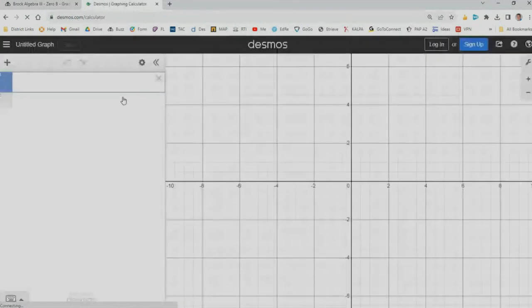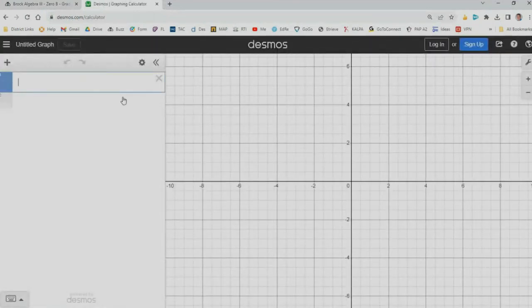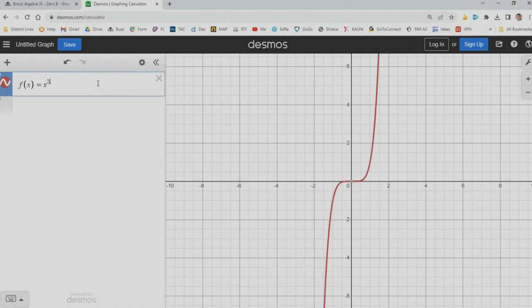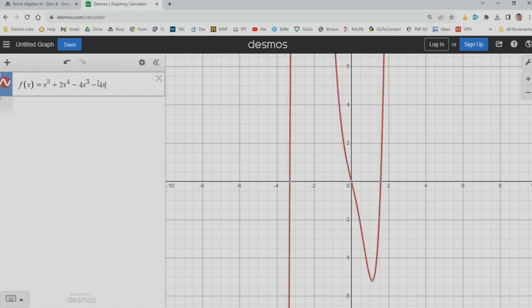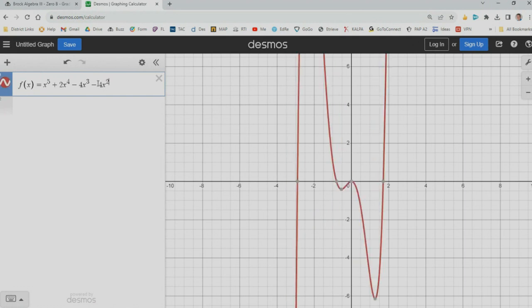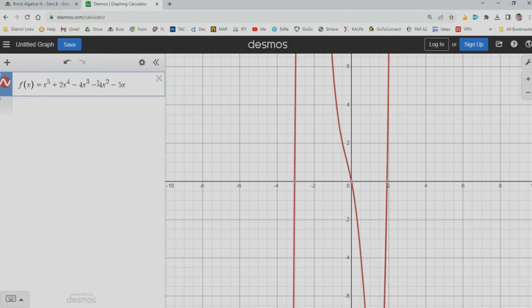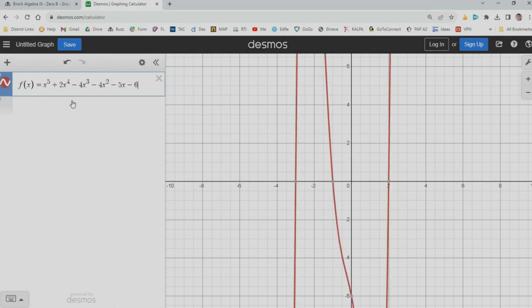So let me type this in here. f(x) equals x to the 5th was our first term, plus 2x to the 4th, minus 4x to the 3rd, minus 4x squared, minus 5x, minus 6. Whew, boy, what a mess. Well, let's clean this up a little bit.